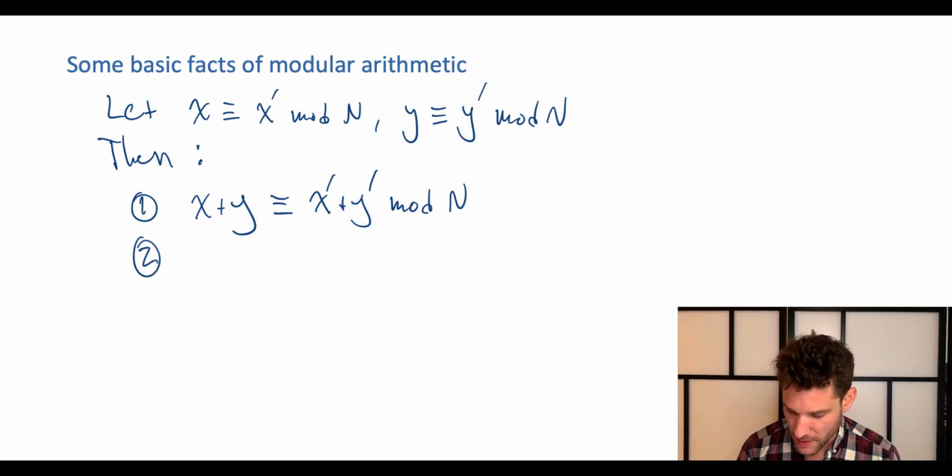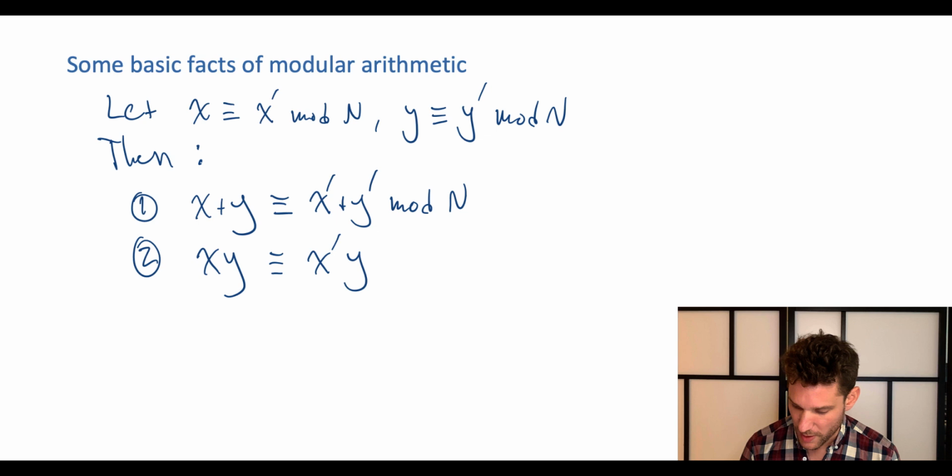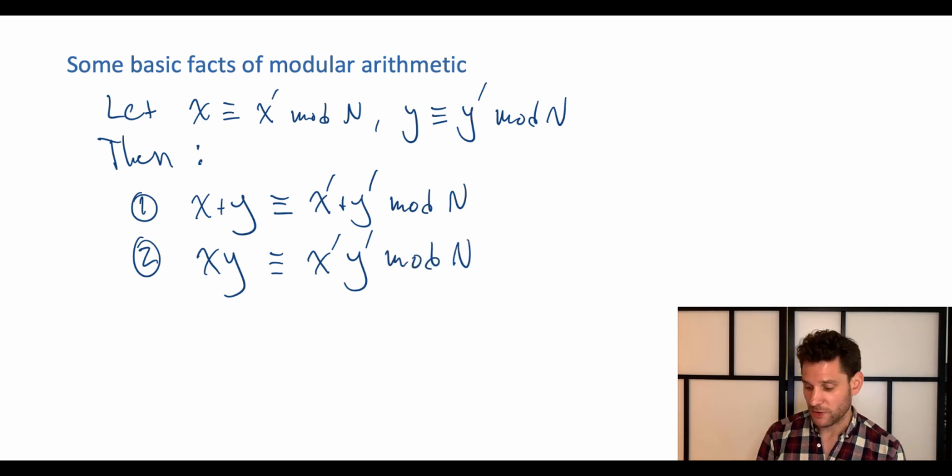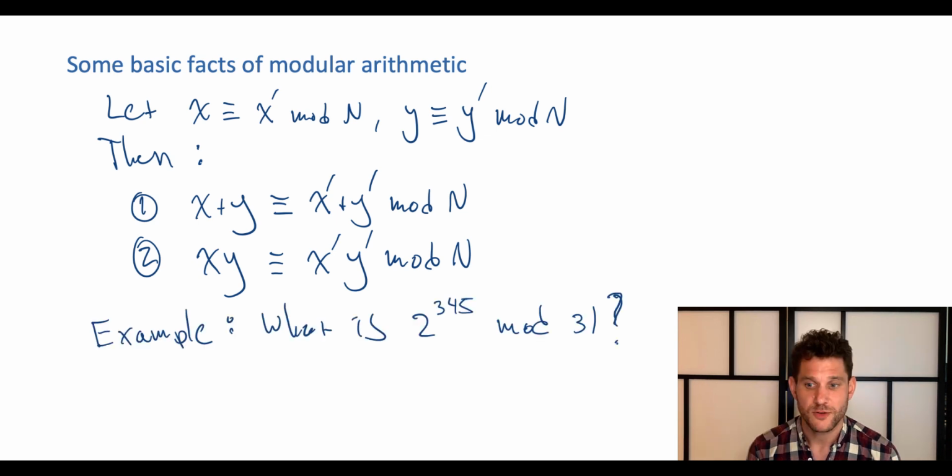Similarly, x times y is congruent to x prime times y prime mod n. This congruence modulo n property holds true when you multiply numbers that are congruent. So these two facts are actually useful to help us compute things in modular arithmetic.